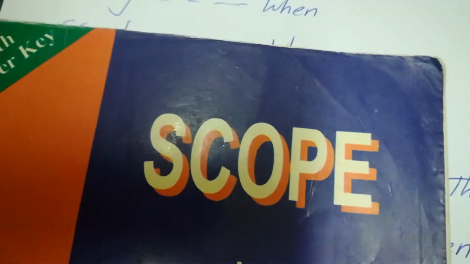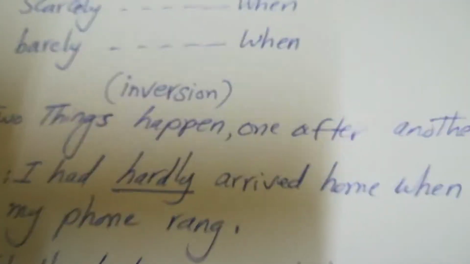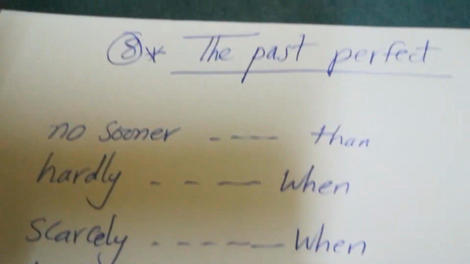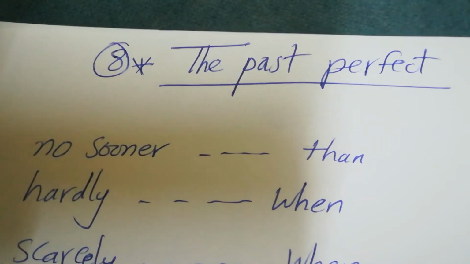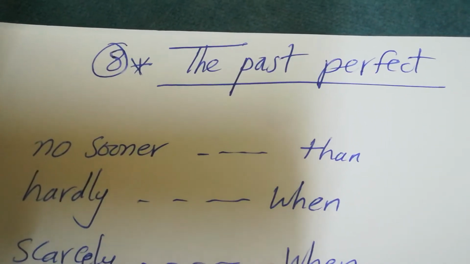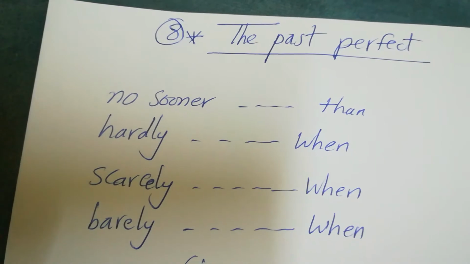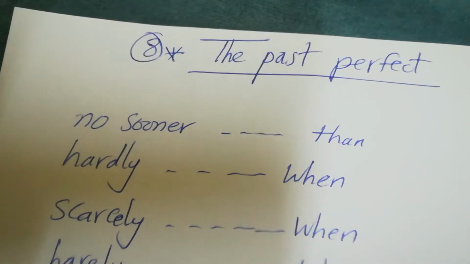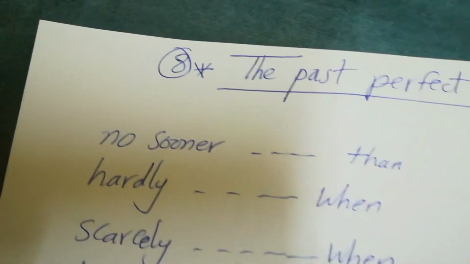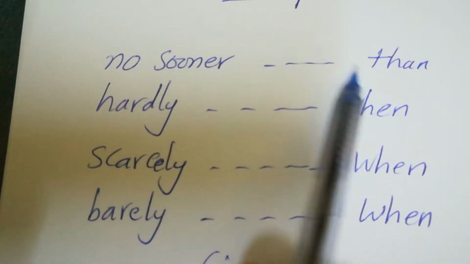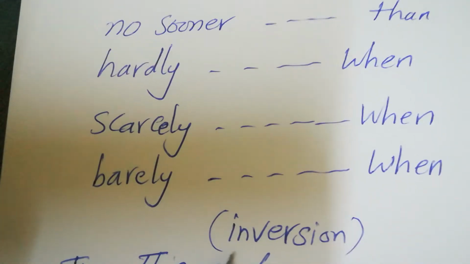Hello, let's complete the past perfect in grammar. I told you that the keywords of the past perfect are many, but all of these words are conjunctions or connectors. The past perfect, number 8, I'm going to complete it now. What are the keywords? No sooner than, hardly when, scarcely when, barely when. All of these words have inversion.